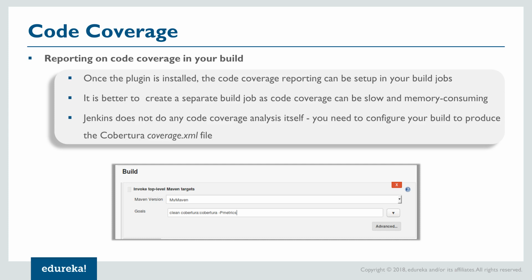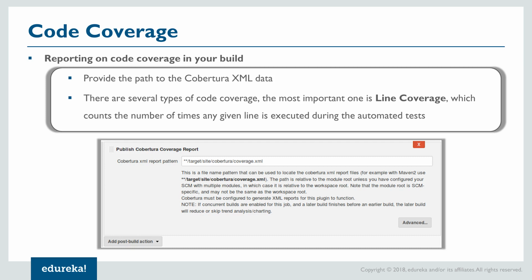So how do you do that? You go to the build section. Within this, as we have spoken, Cobertura is one of the plugins within Maven. So you can go to the Maven option, and under the goals section, you need to mention clean Cobertura:cobertura -P metrics. That's what you need to do. Once it has been configured, you can go ahead and run the tests. When you do the reporting, it will provide the path to the Cobertura XML data.